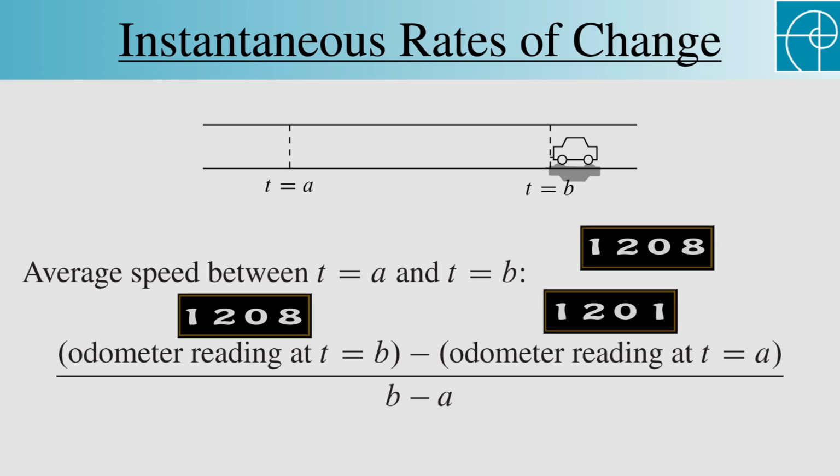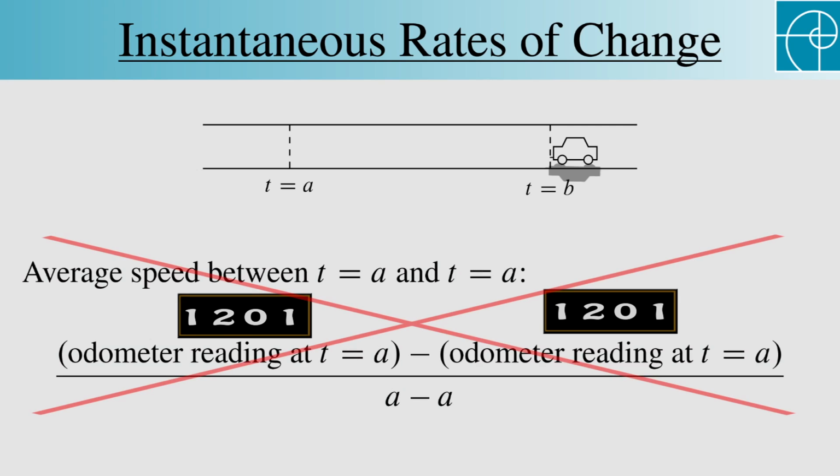But what if you don't want an average? What if instead you want to know your speed at the moment when t equals A? In other words, your instantaneous rate of change at A. We can't just plug A into both places in this ratio, since we get 0 over 0. So we'll need to do something else. What we do will be determined by what we want the instantaneous rate of change to be.